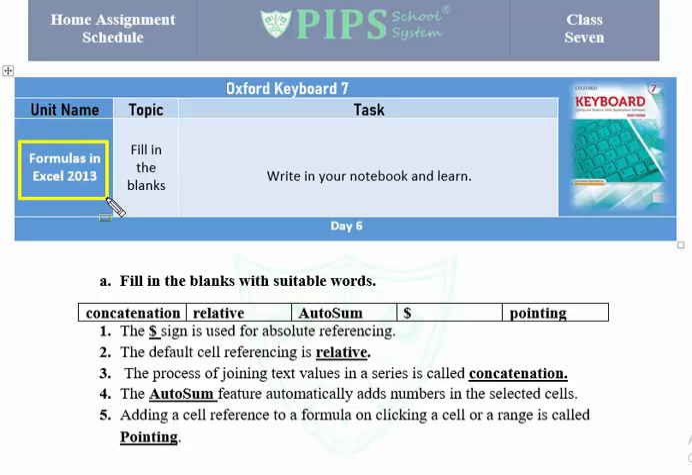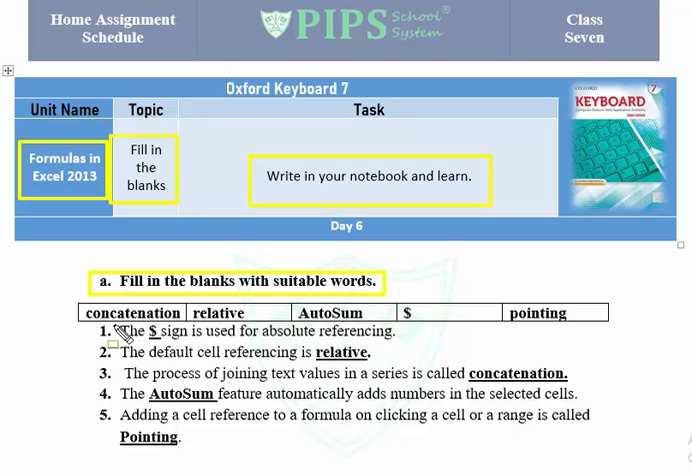Unit number 1 is Formulas in Excel 2013. Today we will cover objective type questions. So the first topic is fill in the blanks. Write in your notebook and learn. Fill in the blanks with suitable words, and the words are also given to you. You have to fill in the blanks with the correct words.